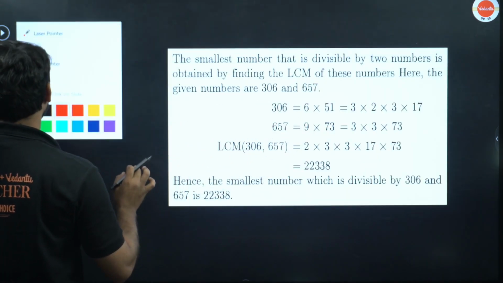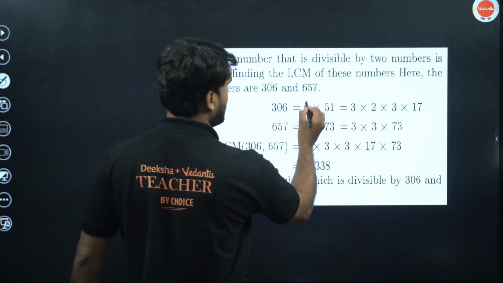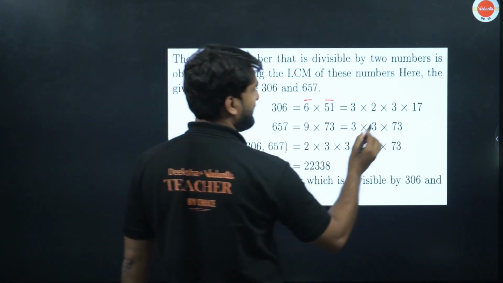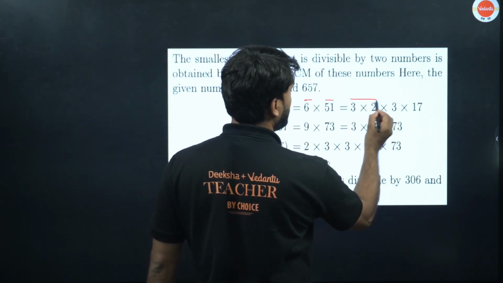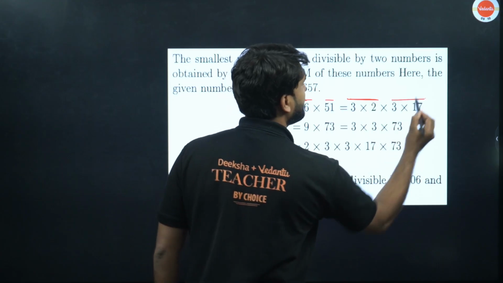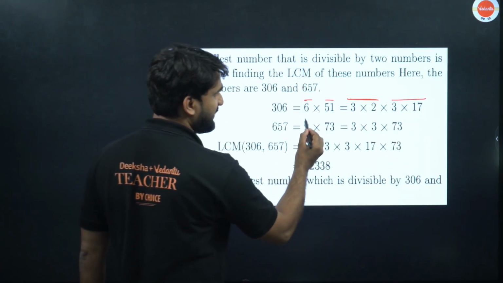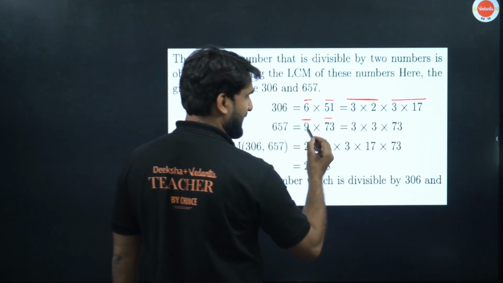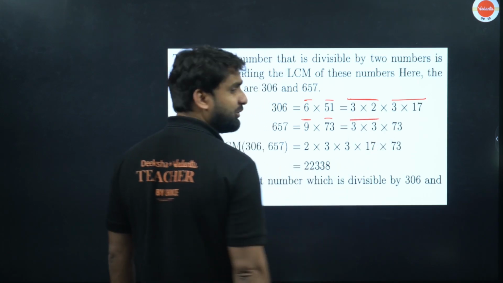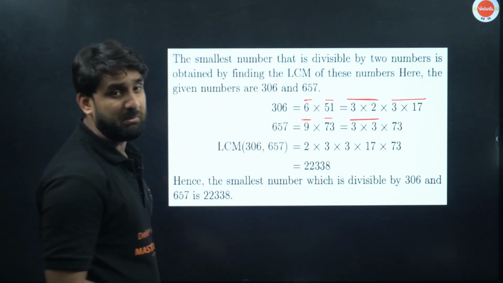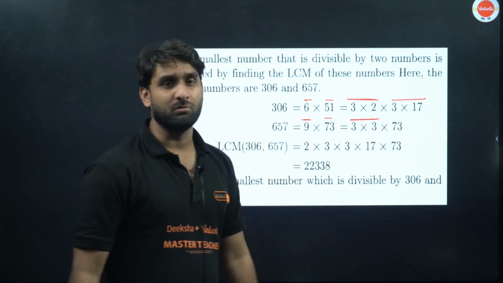So look at the solution. 306 can be written as 6 into 51, and 6 can be 3 into 2, and 51 is 3 into 17. 657 is equal to 9 into 73, and 9 can be written as 3 into 3, and 73 is itself a prime number, so it cannot split into more parts.